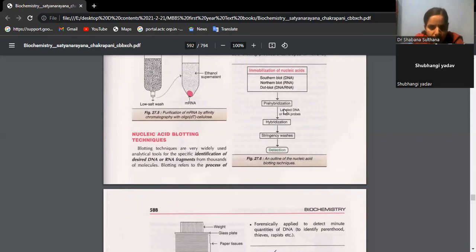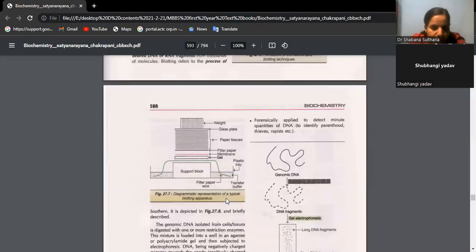Then pre-hybridization is done. That means we have a labeled DNA or RNA probe, whether DNA or RNA, and you call this labeling. So labeled DNA or RNA probes. Before hybridization, you do pre-hybridization, followed by hybridization. Then it is followed by a series of washes called stringency washes, and then we detect that particular fragment of DNA with special devices.